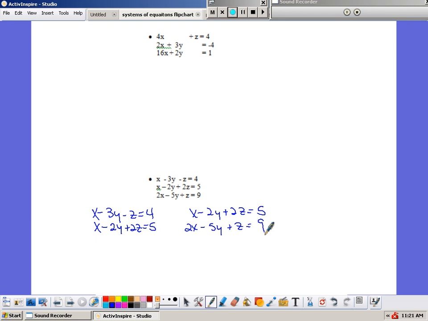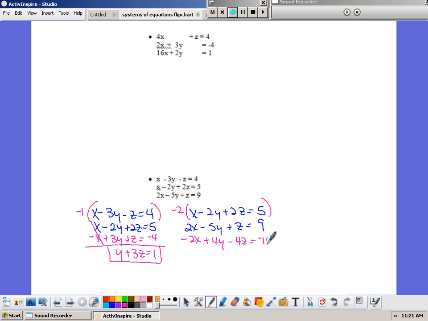I think I'm going to get rid of the x's this time. I'll multiply this one by negative 1 and get negative x plus 3y plus z equals negative 4. X's drop out. Y plus 3z equals 1. Multiply the top one by negative 2, get negative 2x plus 4y minus 4z equals negative 10. Drops. Negative y minus 3z equals negative 1.